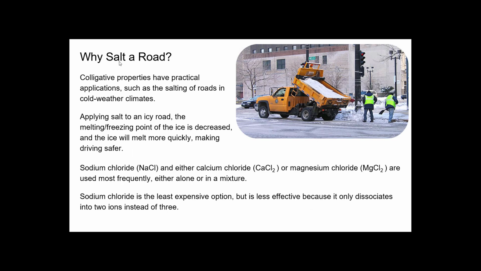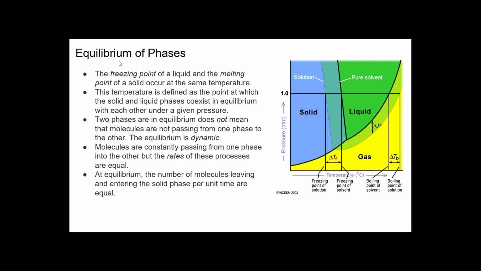Why salt the road? Colligative properties have practical applications. Applying salt to an icy road decreases the freezing point of the ice. This is an equilibrium, right at the phase change, so the ice will melt more quickly, making driving safer, because you'd rather drive on water, which is rain, than ice. Sodium chloride and either calcium chloride or magnesium chloride are used frequently, either alone or in a mixture. Sodium chloride is the least expensive option, but is less effective because it only dissociates into 2 ions instead of 3, and we're going to cover that in a little bit.